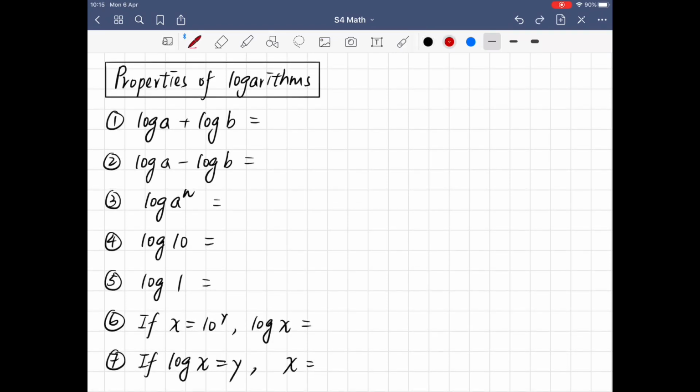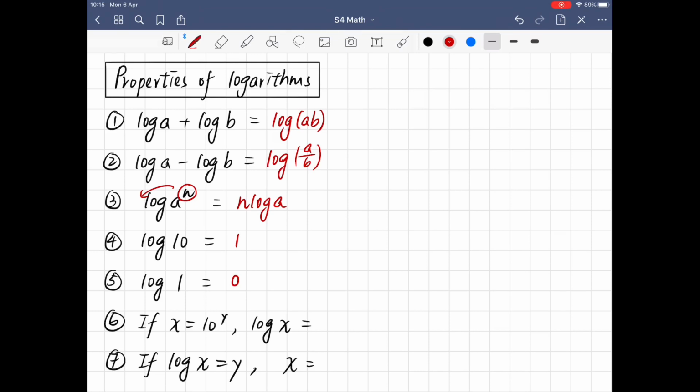Okay, now let's check the answer. Okay, so for question 1, log A plus log B is equal to log AB. And then question 2, log A minus log B is equal to log A over B. And then for question 3, log A to the power n, the power n can be put in front of the log so that it will become n log A. And log 10 is equal to 1, log 1 is equal to 0.